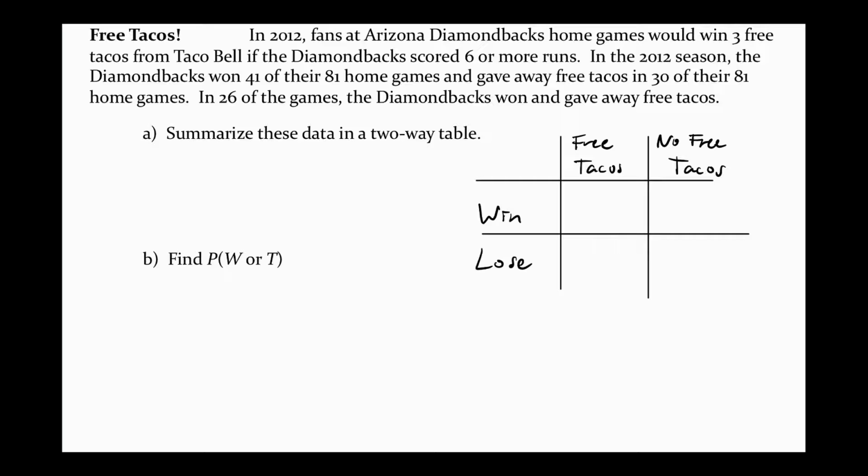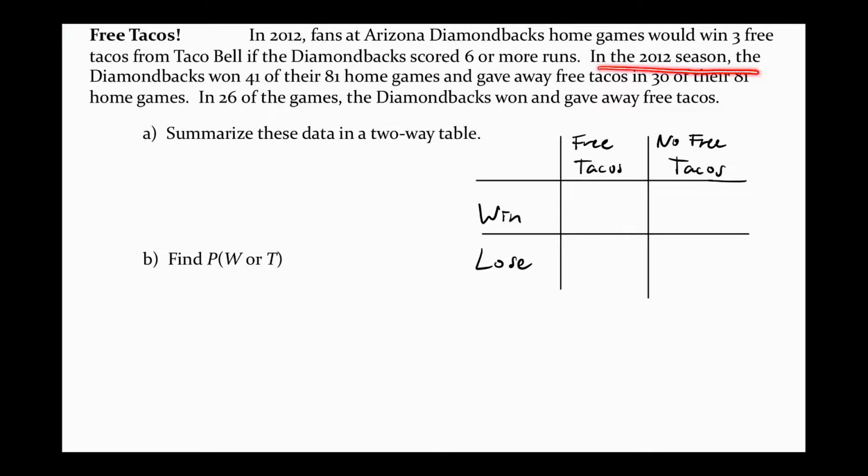On the inside, you can put raw numbers. Raw numbers are like 41, 26, 81, 30. Or you can put decimals in there, or percents. Usually we'll do percents later. Usually we put raw numbers in here if we have them. So which one do I know? Do I know how many wins had free tacos? Do I know how many no free tacos and a win or a loss? They've given me some information, right? So we'll start here.